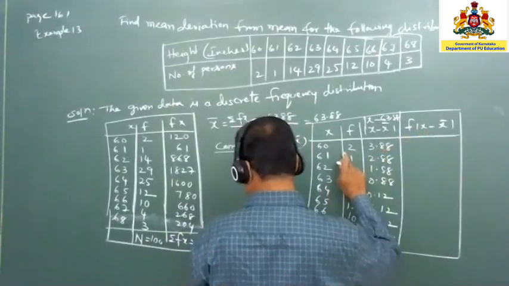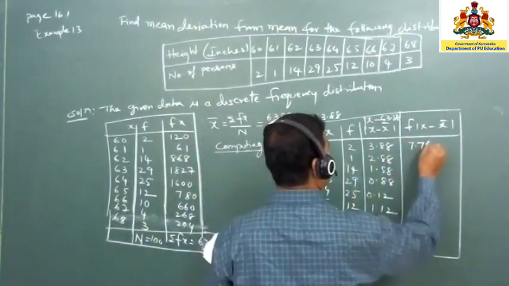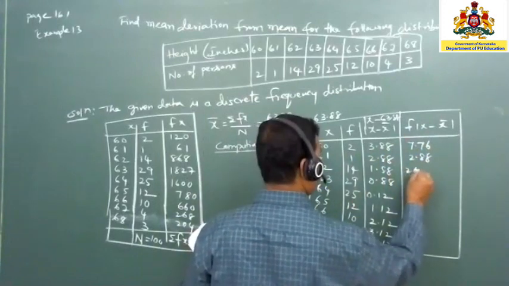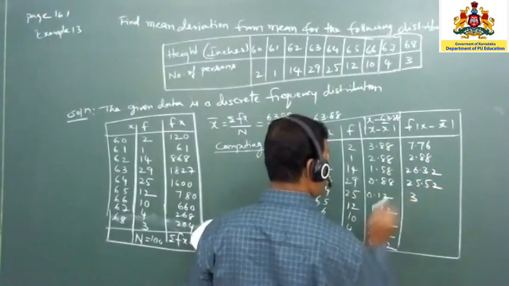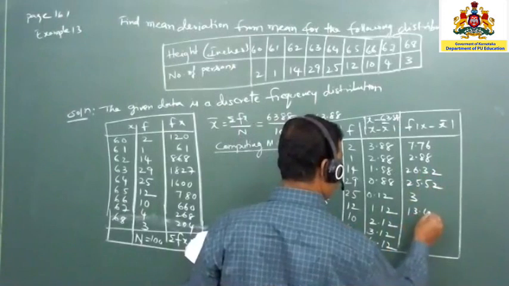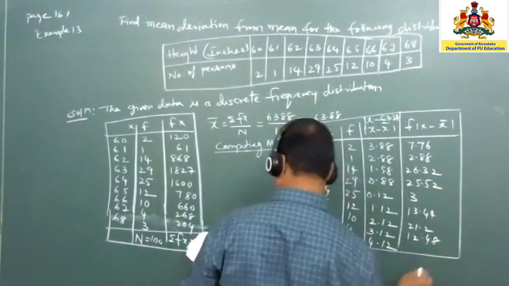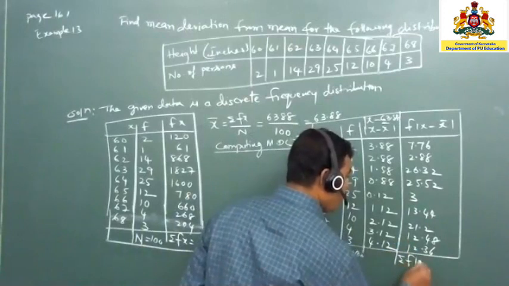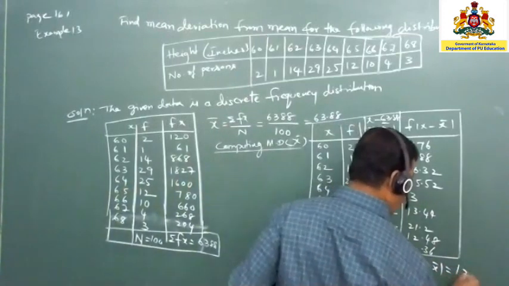Now multiplication: f into modulus of x minus x bar. 3.88 into 2 is 7.76. The next value is 2.88, then 26.32, 25.52, then the next values 13.44, 21.2, 12.48, 12.36. The total summation of f into modulus of x minus x bar is 124.96.